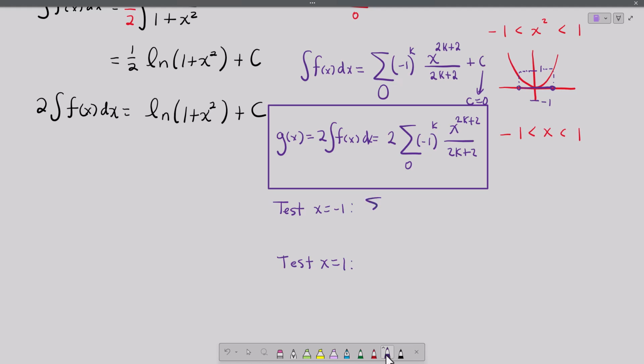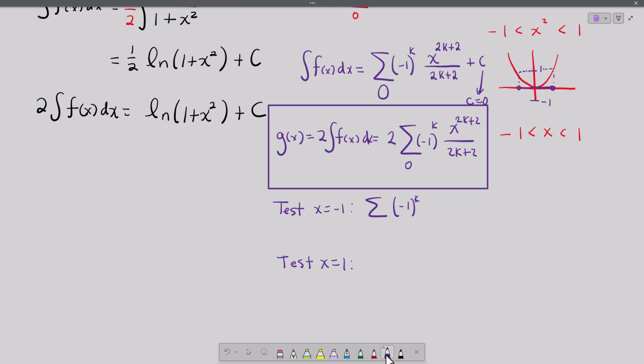So let's first plug in negative 1. And again, it doesn't matter that there's a constant being multiplied. That does not affect convergence. It doesn't matter where the series starts. That does not affect convergence. What matters is the guts here. So we have negative 1 to the k. Plug in negative 1 here. Negative 1 to the 2k plus 2. What is the value of negative 1 to the 2k plus 2?